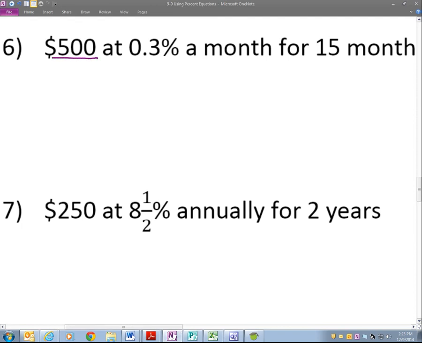Okay? So we have $500 on the front. It says you have your principal, which is $500.